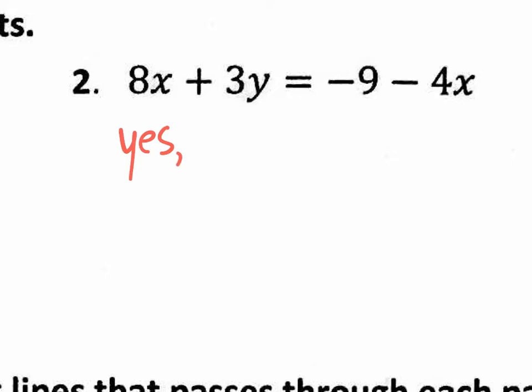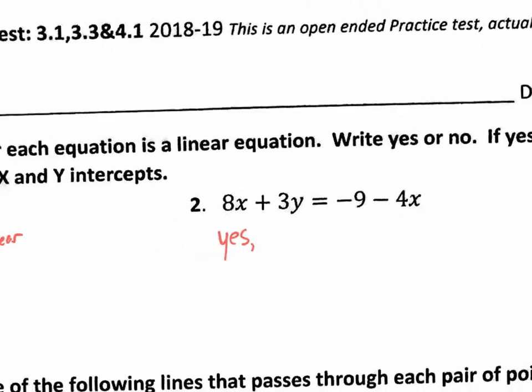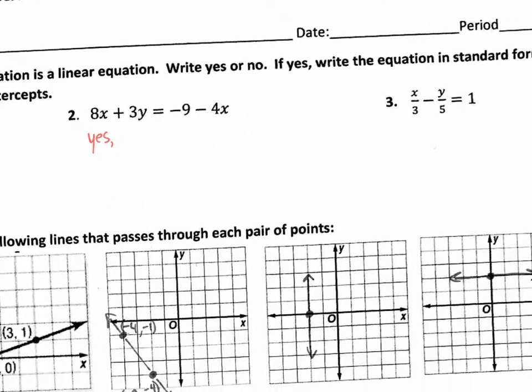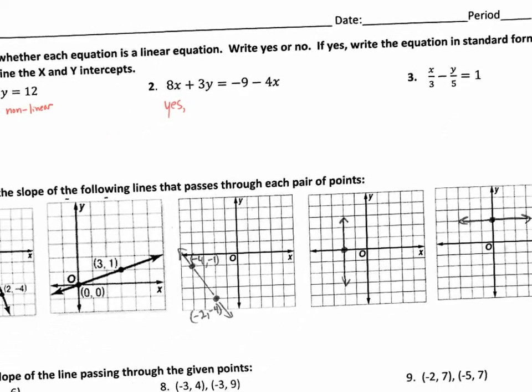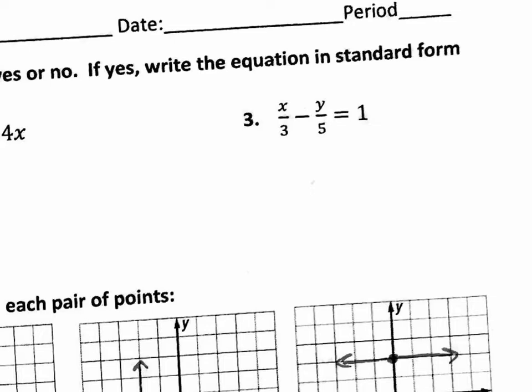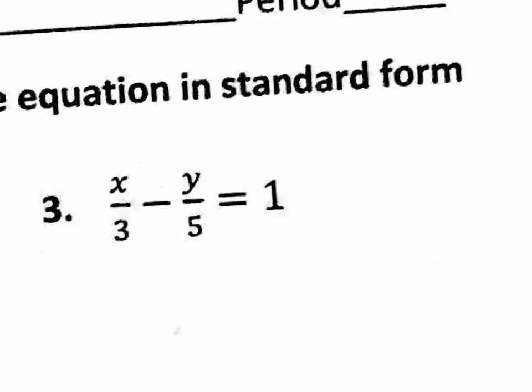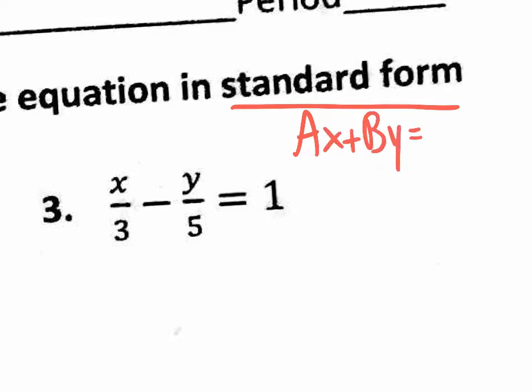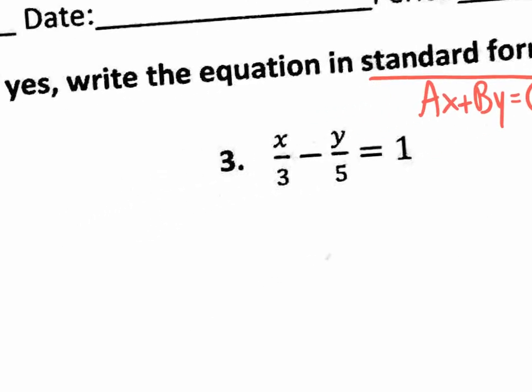But in addition to that, let's look at our instructions. It says, if yes, write the equation in standard form and determine the x and y intercepts. So we need to remember what standard form is. What is standard form? Capital AX plus capital BY equals capital C, where A, B, and C are just numbers, no fractions, no decimals.